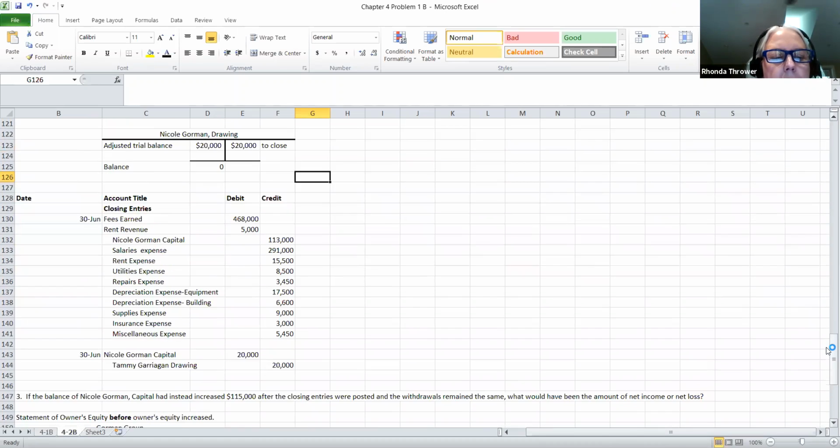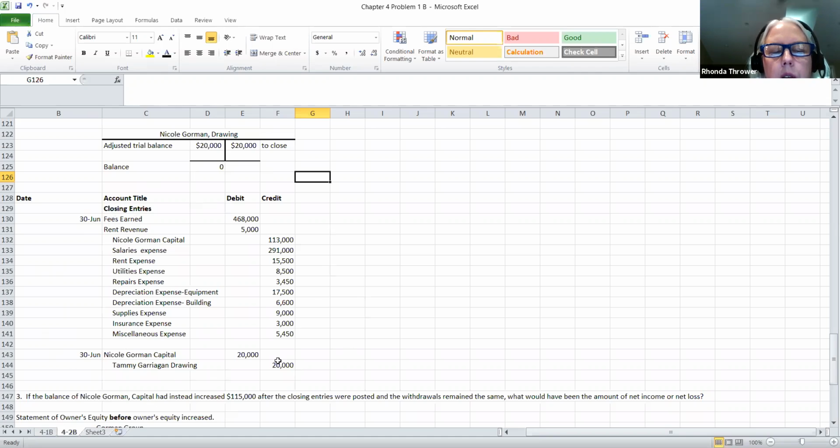Now, they didn't ask us to prepare a post-closing trial balance this time. So that was a little bit different from your first problem, but you do need to know how to do closing entries. There was also a what if analysis that went along with this problem. And quite frankly, if you don't understand the what if analysis, don't worry too much about that. I'm going to explain it to you, but don't worry about it.